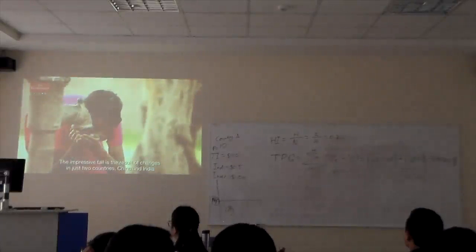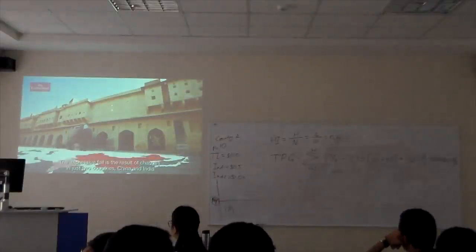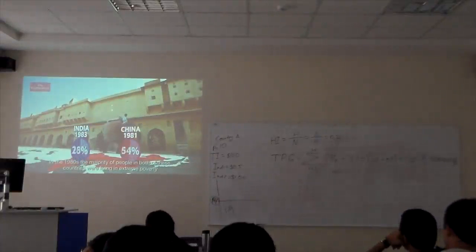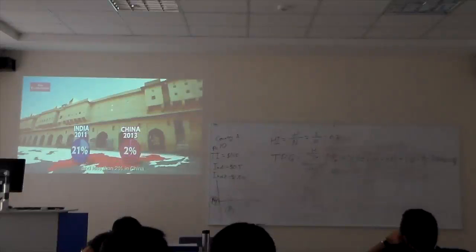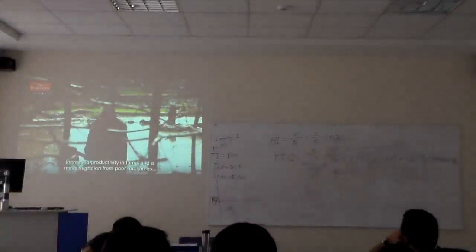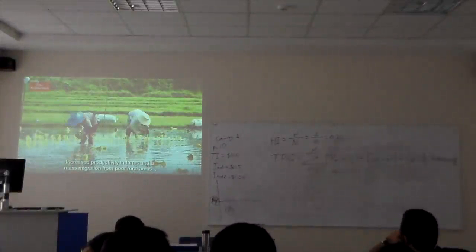The impressive fall is the result of changes in just 2 countries, China and India. In the 1980s, the majority of people in both of these countries were living in extreme poverty. But now the share of the poorest has fallen to 21% in India and less than 2% in China. Increased productivity in farms and a mass migration from poor rural areas to the booming cities enabled many Chinese and Indian people to better their lives.